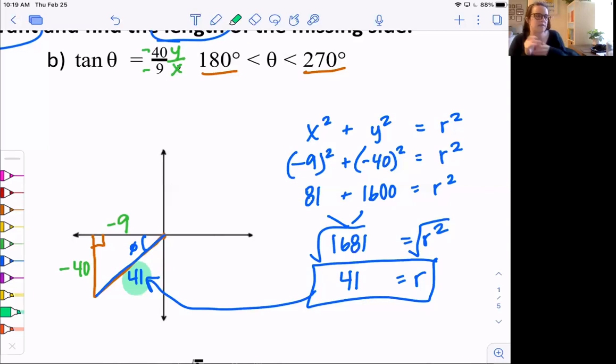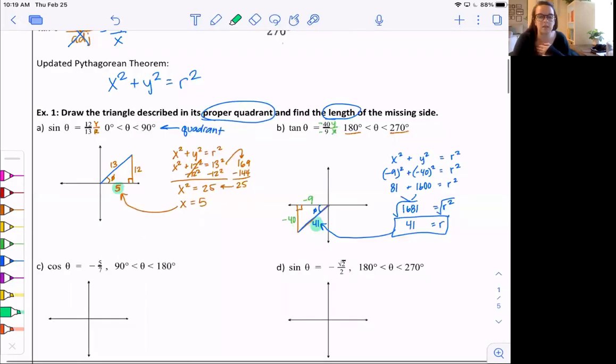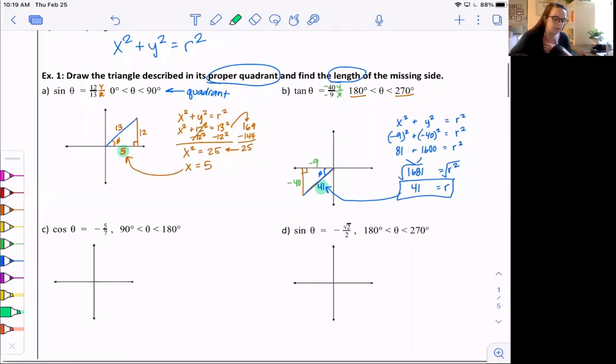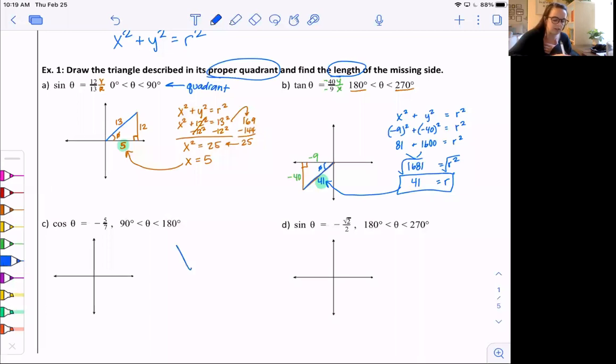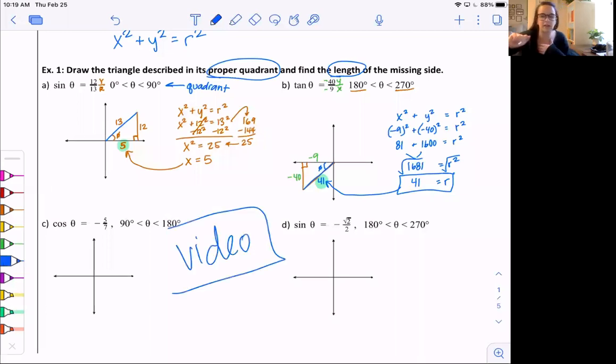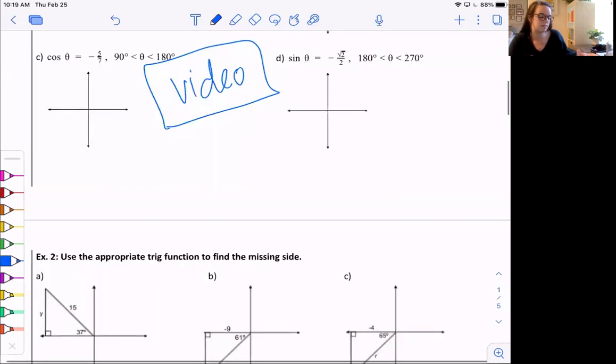Okay, in the interest of time, I'm going to move past C and D. C and D are both in the video, so if you need to check them out, they are there. I did them all the way out last night, so you can check them out if you get stuck later on. Okay, so example 1 will be like the number 1 problems on your homework. But I do have 2 and 3, so I want to show you each of those.